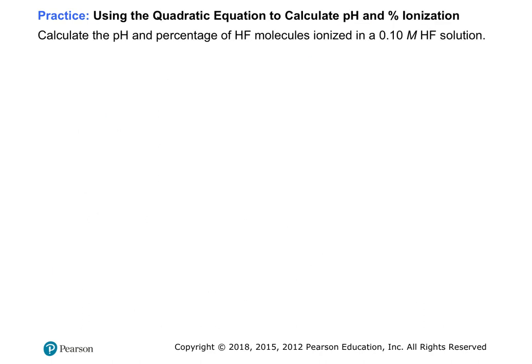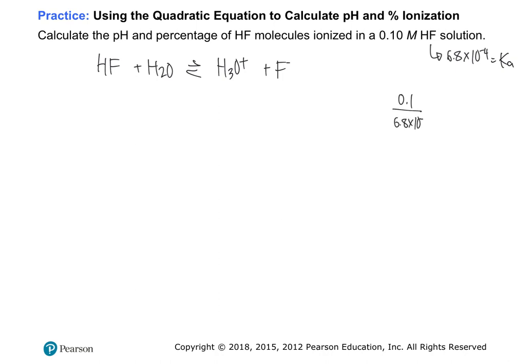Okay, let's do it again. We have hydrofluoric acid dissociating in water. So we're going to get hydronium and fluoride. And I happen to know that the Ka is 6.8 times 10 to the negative 4 for hydrofluoric acid. So let's do our approximation. We're going to see if we can do our approximation. We're going to do 0.1 divided by 6.8 times 10 to the negative 4. And that gives me 147. So we cannot do our approximation because that's not a very big difference.